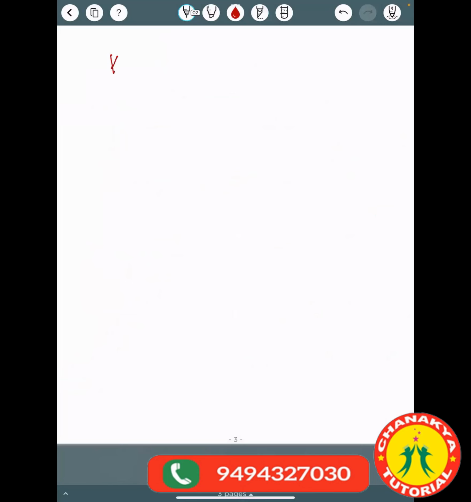So what is K here? It is 1 by 4 pi epsilon naught. Okay, what is the value of K? 9 into 10 to the power 9. What is the value of epsilon naught? Can anybody tell me the value of epsilon naught?